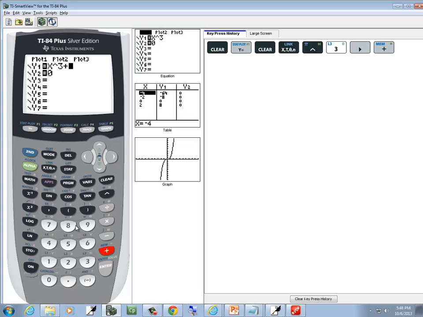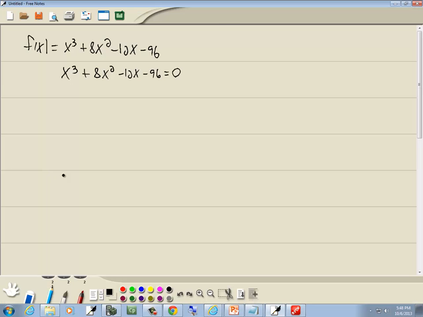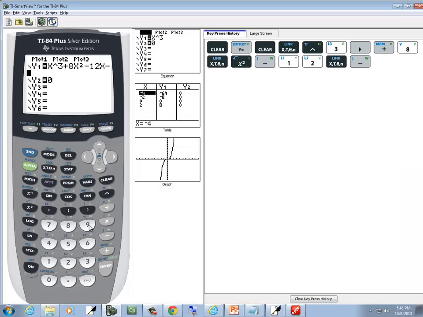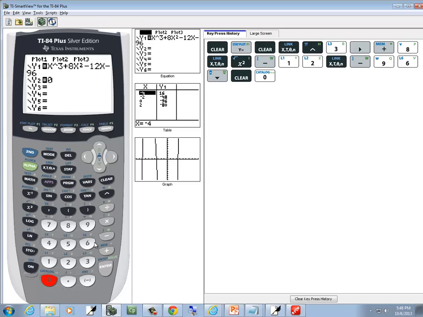Plus 8x squared, minus 12x, minus 96. And then down arrow to y2, press clear, and then put a 0. This process doesn't work unless you have a 0 on y2. You might have already had it like I did.